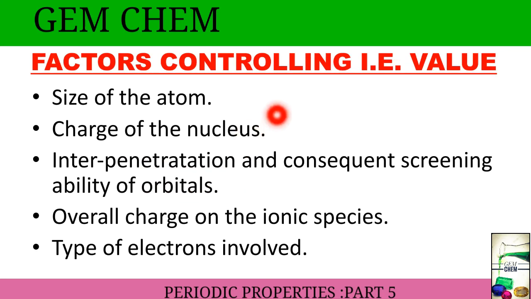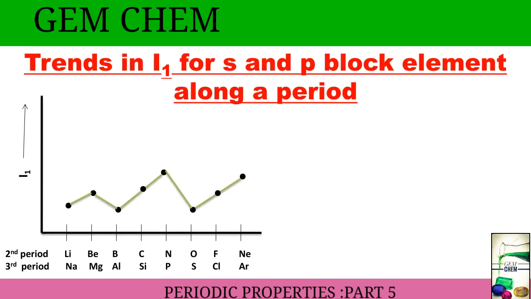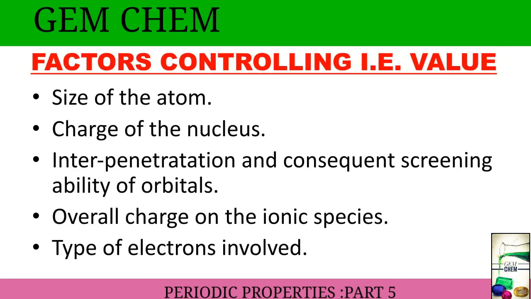Now, what are the factors which control the ionization enthalpy is important to know. The first factor is the size of the atom. As the size of the atom increases, the outermost electrons lie farther away from the nucleus, so away from the nuclear charge, and hence the IP value decreases. Easily it is removed. The next factor is the charge of the nucleus. If other factors remain the same, the IP value depends on the charge of the nucleus. As the charge of the nucleus increases, the IE value also increases, that is, the ionization enthalpy value also increases.